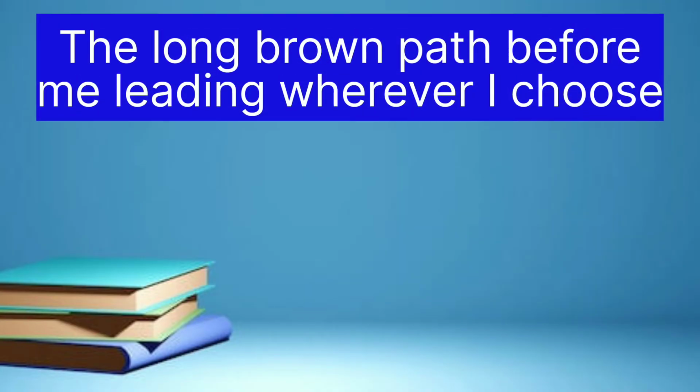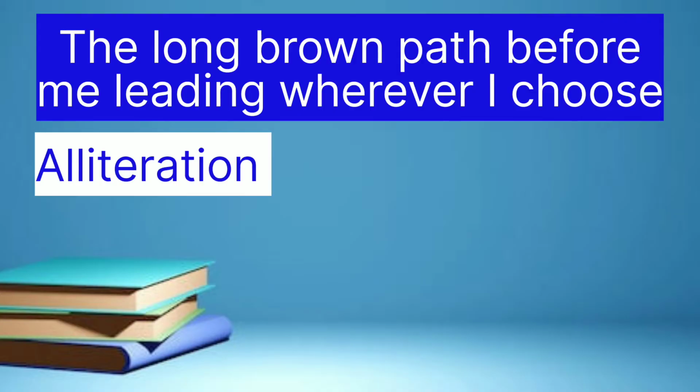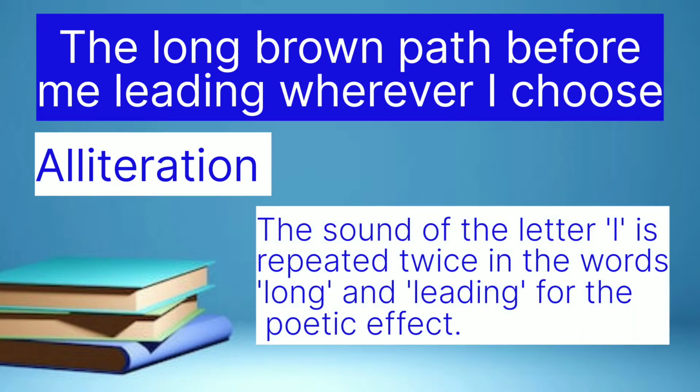Next line: The long brown path before me leading wherever I choose. The figure of speech used in this line is alliteration. Alliteration is a figure of speech in which 2 or more neighboring words have the same first consonant sound. In this line, the sound of the letter L is repeated twice in the words 'long' and 'leading'. That is for the poetic effect, or you can write musical effect.